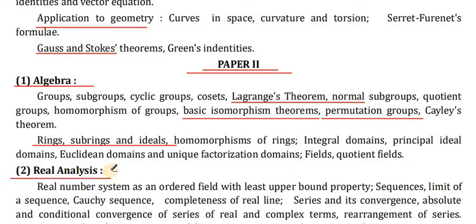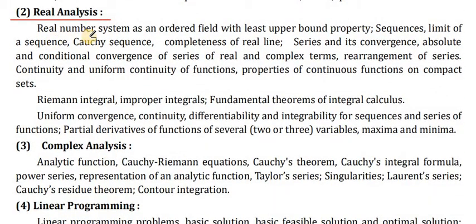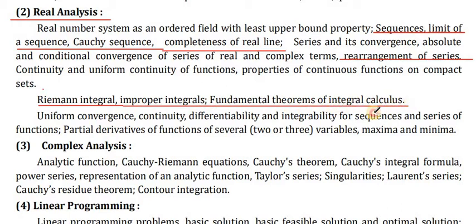In point number 2, real analysis. Real number system as an ordered field with least upper bound property, sequences, limit of sequences, Cauchy sequences, completeness of real line, series and its convergence, absolute and conditional convergence of series of real and complex terms, rearrangement of series, continuity and uniform continuity of functions, properties of continuous functions on compact sets, Riemann integral, improper integrals, fundamental theorem of integral calculus, uniform convergence, continuity, differentiability and integrability for sequences and series of functions, partial derivatives of functions of several variables, maxima and minima.